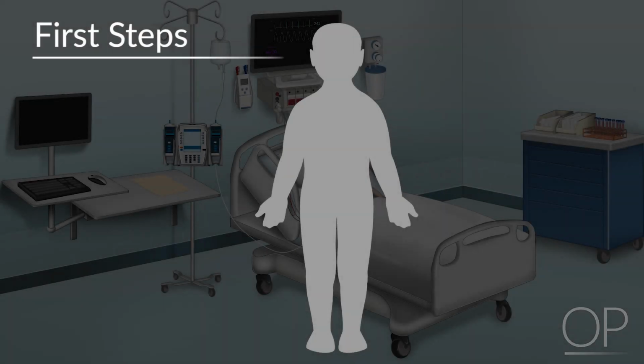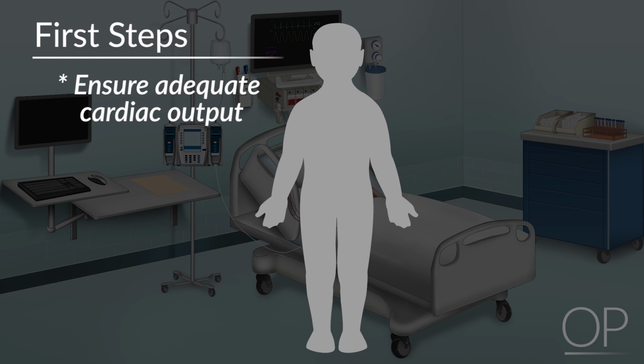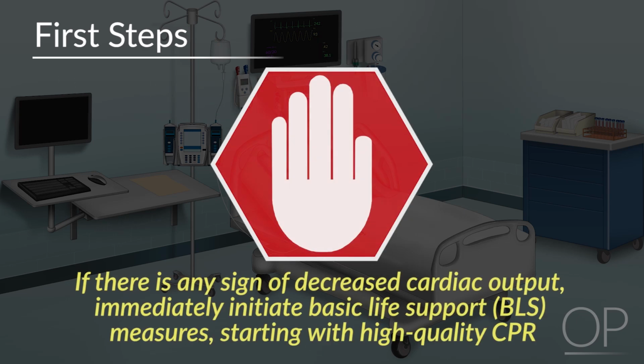The first step is to determine if the patient has decreased cardiac output. While a non-invasive blood pressure is part of a comprehensive hemodynamic assessment, there are multiple other signs and symptoms of inadequate circulation which should also be addressed. Mental status, respiratory effort and signs of distress, presence of central or peripheral cyanosis, capillary refill time and strength of peripheral pulses. If there is any sign that the patient has decreased cardiac output, immediately initiate basic life support measures, starting with high-quality CPR.